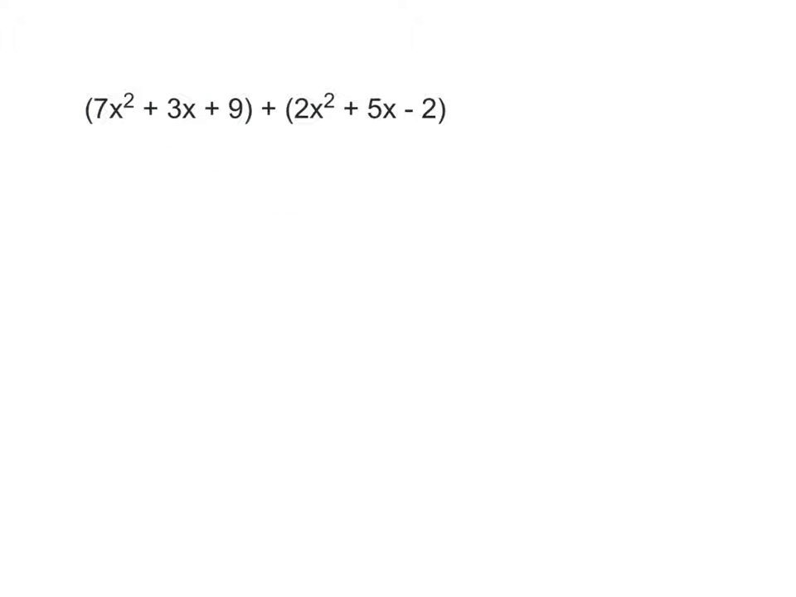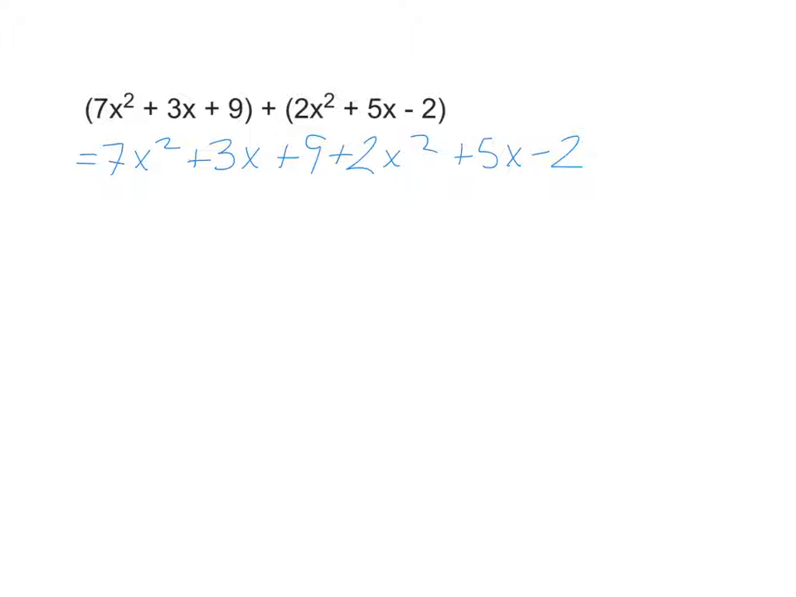This is one where you're actually adding two polynomials together. And basically, it's just like what we were doing before. It has brackets in there, but you don't even need the brackets. This is the same as if I just had 7x squared plus 3x plus 9 plus 2x squared plus 5x minus 2, as if the brackets weren't there at all. It's the same thing. Because you're just adding, you can eliminate the brackets altogether and then look at which terms are like terms.